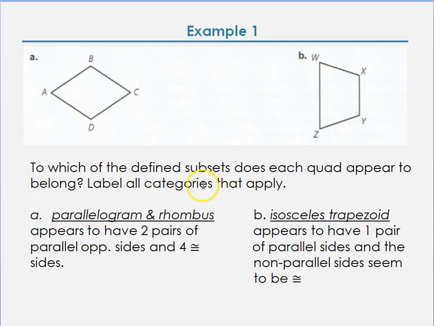So let's take a look at example 1. It says, to which defined subsets does each quad appear to belong? Label all categories that apply. So the subset would be the name of your figure. Okay, so we know they're quadrilaterals, they have four sides. But let's look at A.